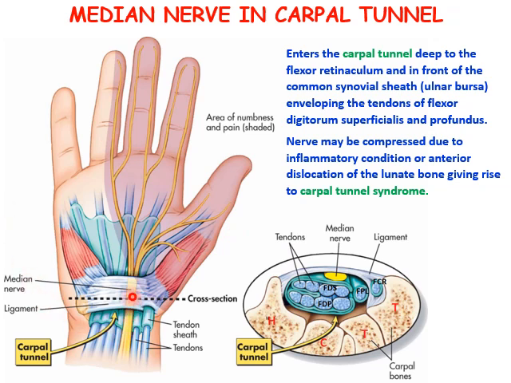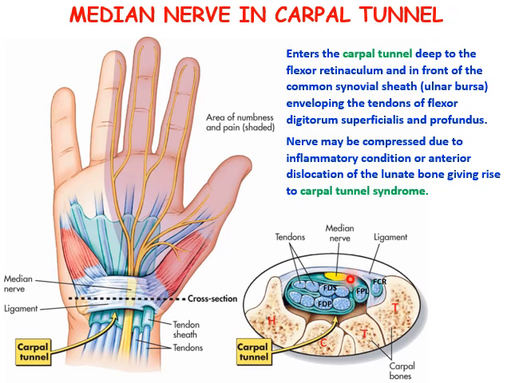So as the median nerve enters into the palm through this carpal tunnel, the median nerve is present just beneath the flexor retinaculum and above the ulnar bursa. So this is the carpal tunnel and the median nerve relations in the carpal tunnel.